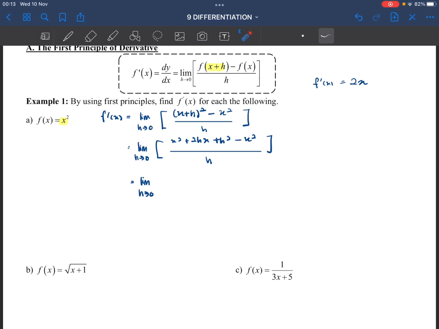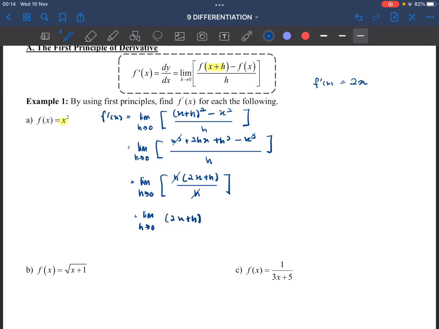Kita kena cancel out lah. So to cancel out, kita kena factorize dulu. So what can we factorize? Yang ni kita dah cancel, x square minus x square dah jadi 0. So we have 2hx plus h square. So we can factorize h di situ. So we will have h(2x plus h) over h. Alright. So now you can cancel out h. So we are left with limit h approaches 0, 2x plus h.